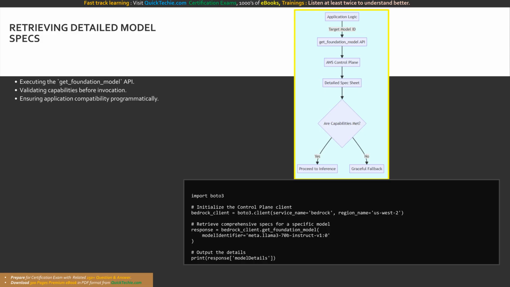This flowchart demonstrates defensive AI programming. The application logic passes a target model ID to the getFoundationModel API. The returned detailed spec sheet is evaluated. If capabilities are met, we proceed to inference. If not, we execute a graceful fallback.